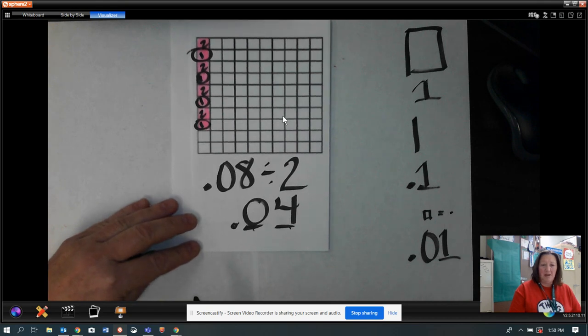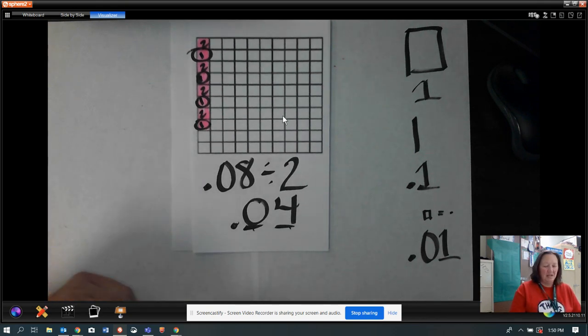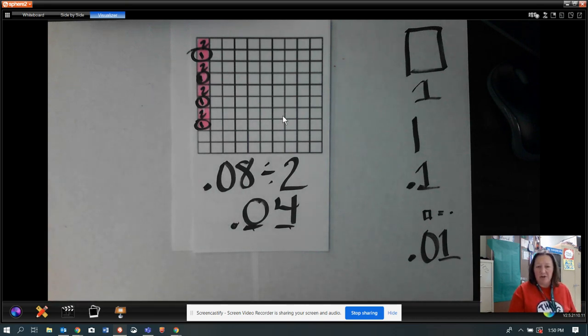Okay, so we're going to be able to do our math. We're going to be able to do it like we're working with whole numbers. All right, and then we're just going to have to make sure we get our decimal where it belongs.